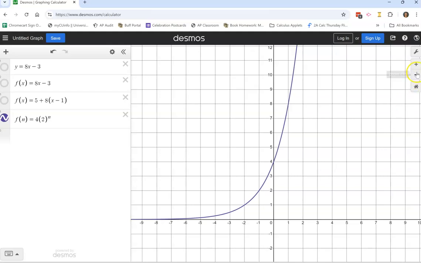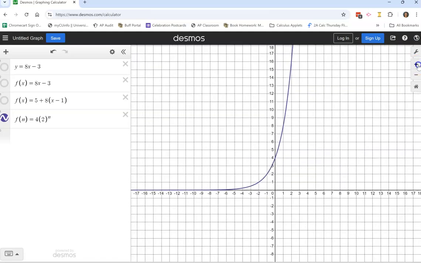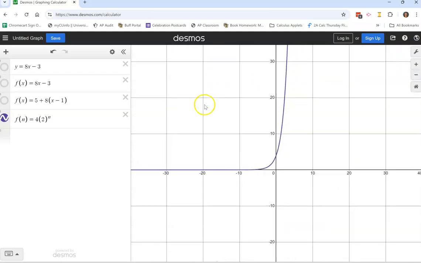And again, I might be interested in zooming out. Oh, interesting. I noticed that function never seems to dip below the x-axis. I could graph my function that way. I could use y and x. So y equals, let's say 4 times 2 to the power of x.